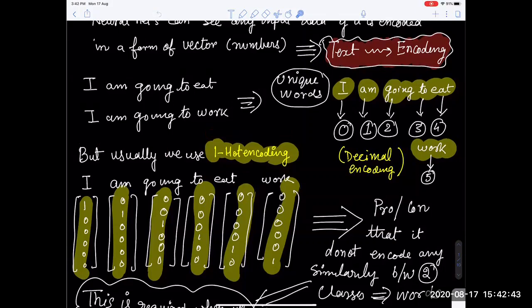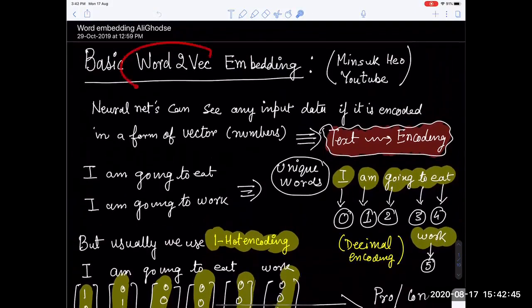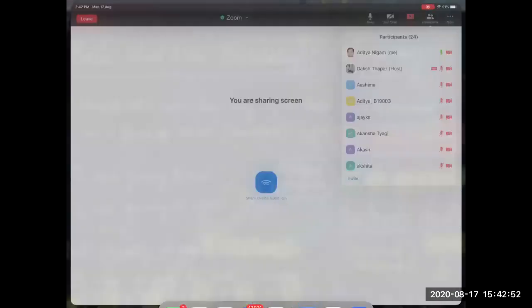when we want to train another network, a word2vec type of network?